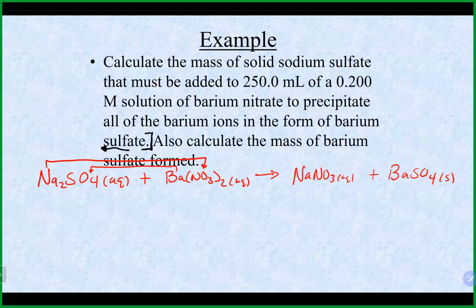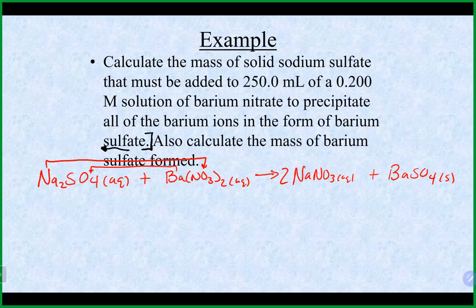That is the solid. Now that I have the correct formulas down, I do need to balance it because it is not balanced. So looking at the polyatomic ion, I'm going to put a 2 there. And I think that will actually balance everybody out. So we got 2 sodiums, 1 sulfate on each side, 2 nitrates on each side, and 1 barium. So we are balanced. Any questions on the equation?